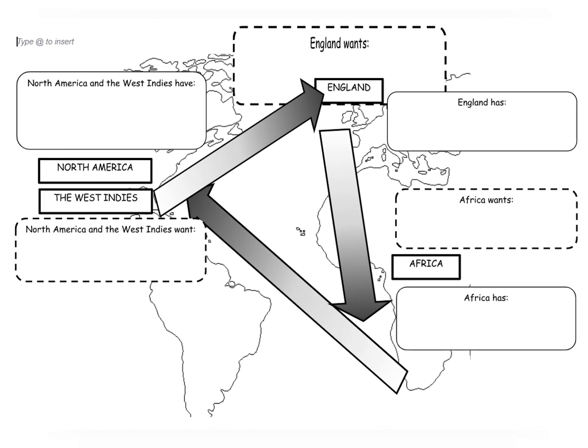So what does England want? Let's start with what England wants. They want sugar cane. They want silk. They want raw cotton. They want rum. They want tobacco. They want all those raw materials. What are they going to do with those raw materials? They're going to turn them into manufactured goods.